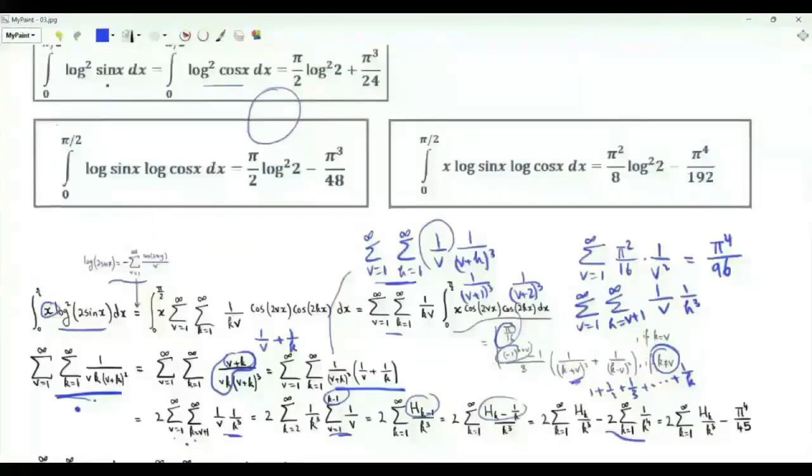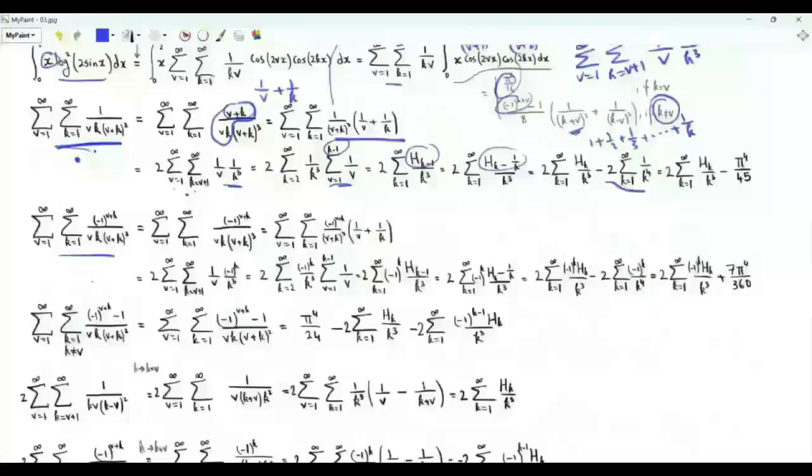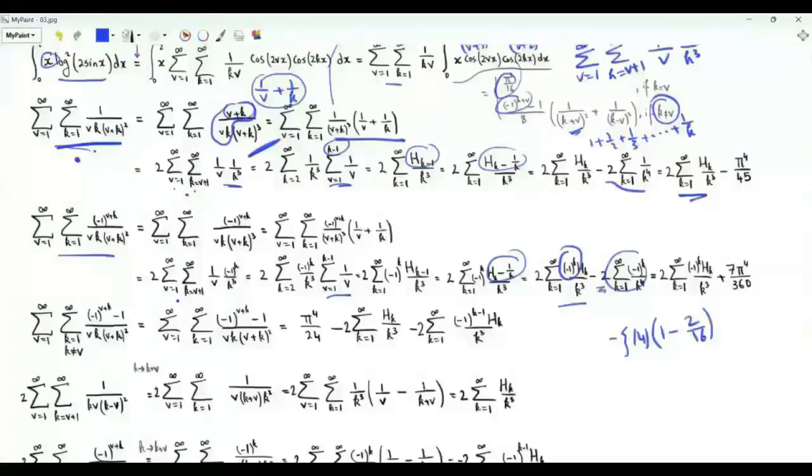Now reconsider the double sum with this extra factor, minus 1 to the power k plus v. Same trick, multiply upstairs and downstairs by v plus k. Write v plus k over vk as 1 over v plus 1 over k. As we did here, replace k by k minus v. Swap the order of summation. The sum with respect to v is H of k minus 1 over k. We get this harmonic sum, but with minus 1 to the power k. This sum is minus zeta of 4 times 1 minus 2 over 16. When we multiply by minus 2, we get 7 pi to the power 4 over 360. We need to repeat these steps, replacing k plus v by k minus v.